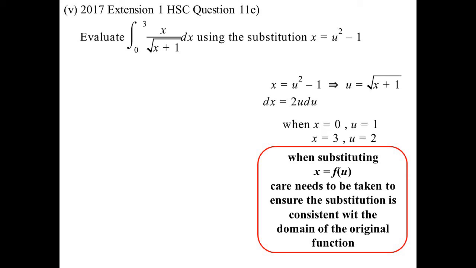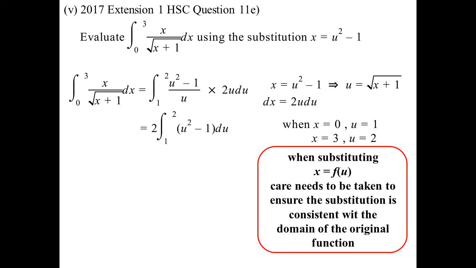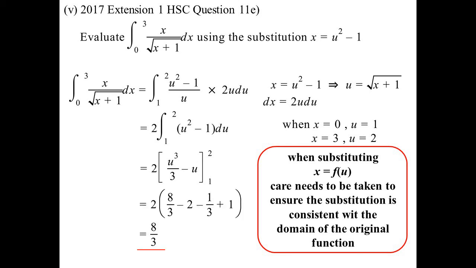And my limits, we change them from 1 to 2. So we end up with 1 to 2, u squared minus 1 on the top. On the bottom we just get u, but we're going to multiply that by 2u du. The u's cancel, so I have 2 lots of the integral of u squared minus 1. So add 1 to the power over the powers. So we get u cubed on 3 minus u. Sub in the 2, sub in the 1, and we have the answer.